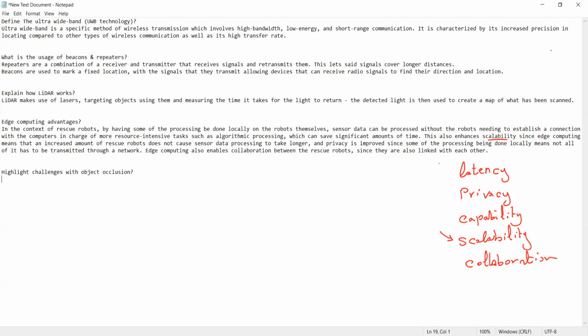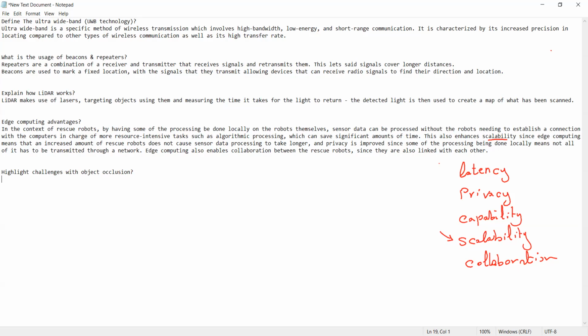So the more robots that you have, it doesn't mean that you need to increase the computing power of the server. Does this make sense? Yep. So we are able to actually scale more robots without needing to upgrade the servers.